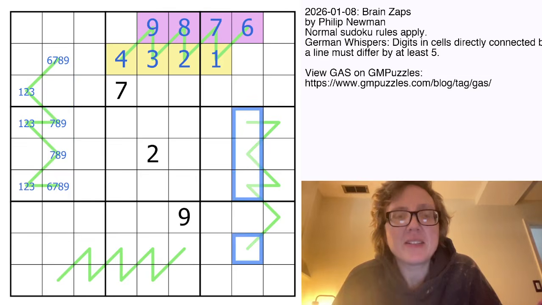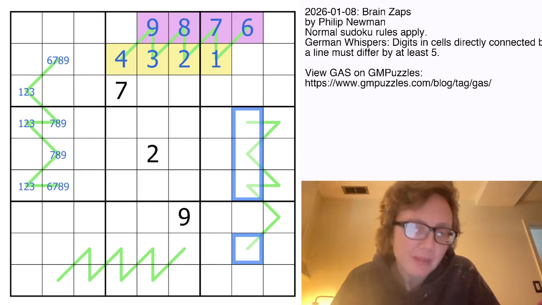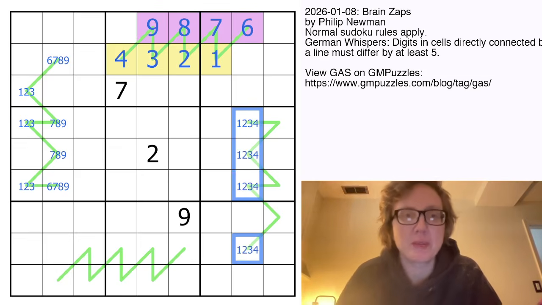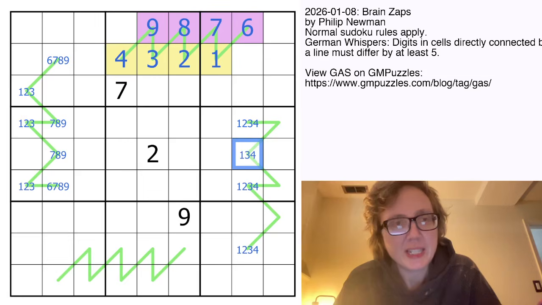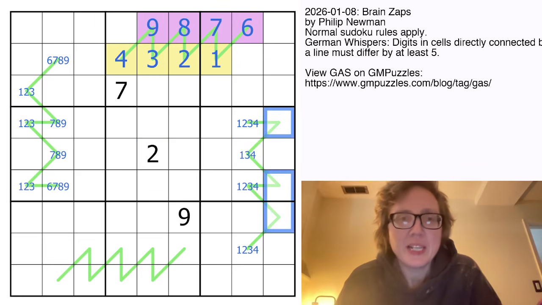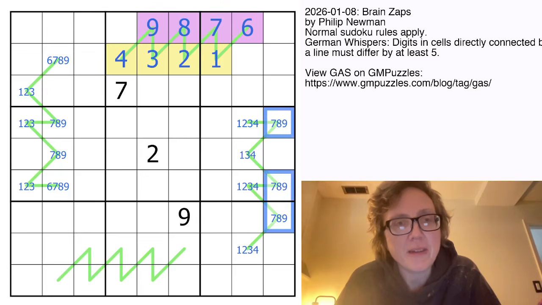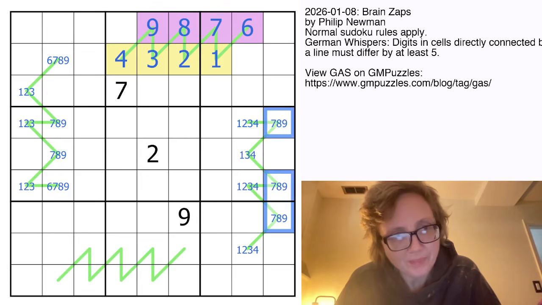These guys, they can't include a 6, but they have to have 4 different digits that are either all high or all low. If they were all high, we would have to have 6, 7, 8, 9, which would break the column. We'd have 2 6s. So that must be 1, 2, 3, 4. That's not a 2 by Sudoku. And then these guys are from 6, 7, 8, 9, but none of them can be 6 because they would have to be next to 2 different low digits. So that is actually a 7, 8, 9 triple.